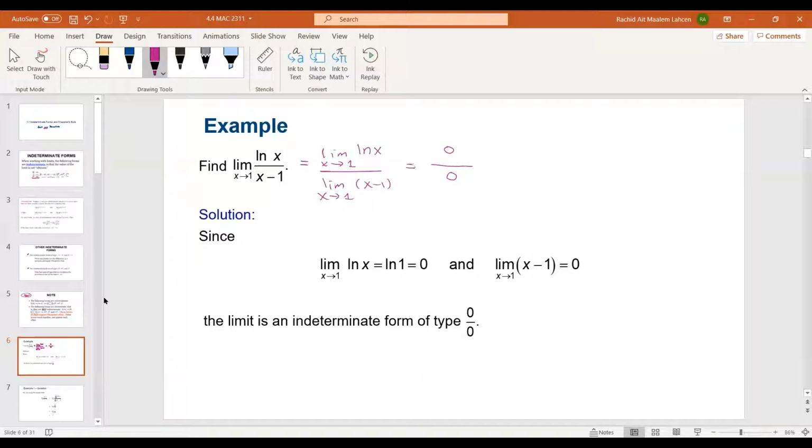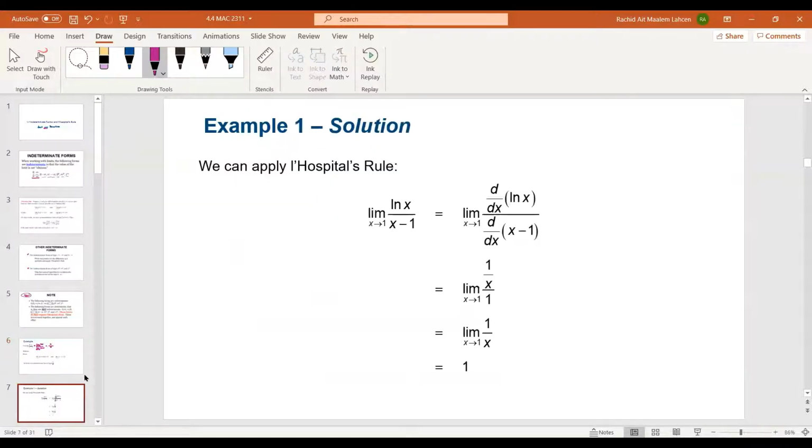Remember, for L'Hopital's rule, if you have 0 over 0 or infinity over infinity, then you can use L'Hopital's rule. In that case, we need the derivative of the numerator and the derivative of the denominator. This is a common derivative, which is 1 over x, right? And the denominator is just 1 minus 0. So it transforms to 1 over x. When you use direct substitution, you get 1.